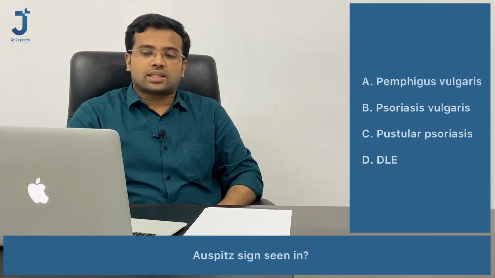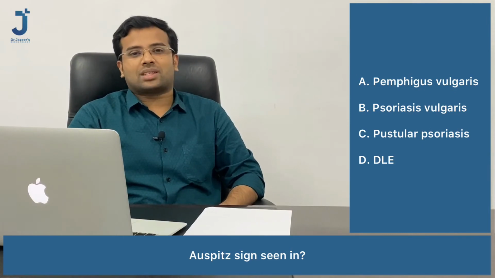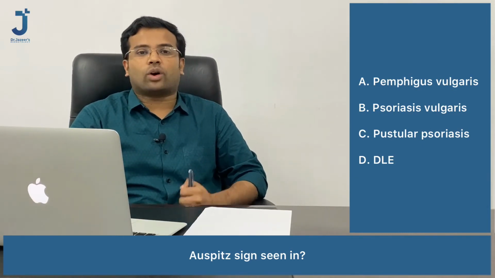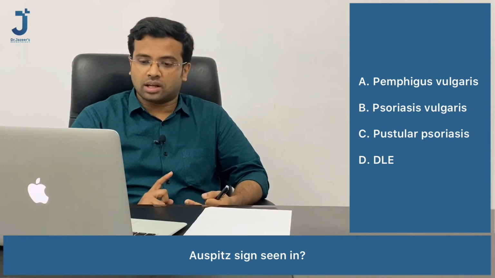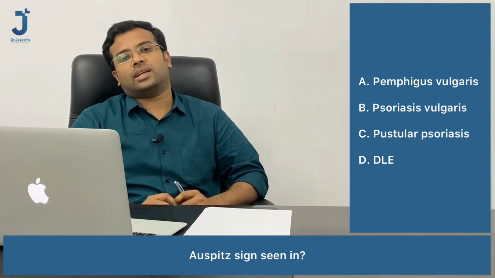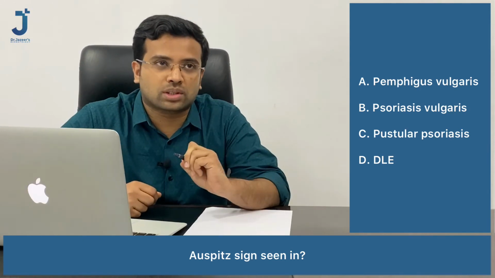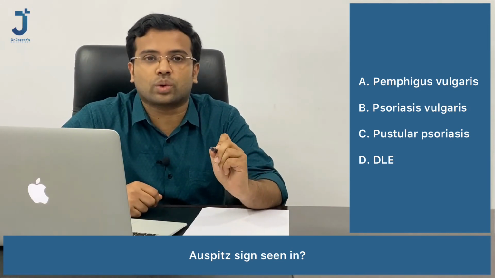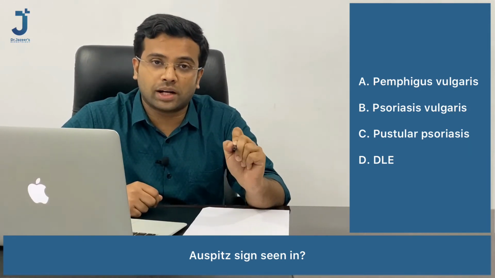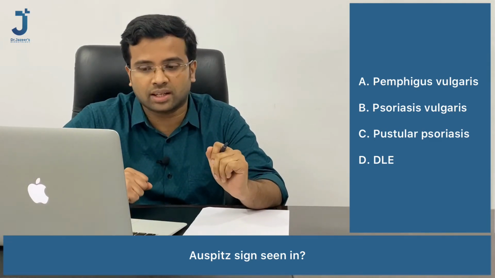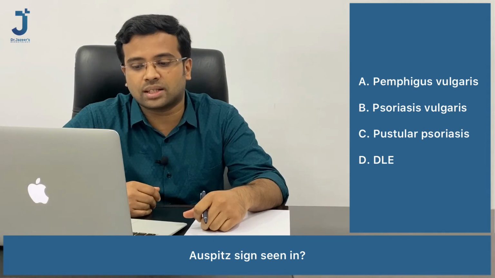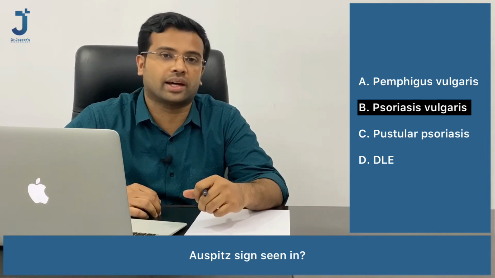The next question is Auspitz sign is seen in. This is a direct question. Where do you find Auspitz sign? Options are pemphigus vulgaris, psoriasis vulgaris, pustular psoriasis, and DLE. Auspitz sign: when you scrape over the lesions in a psoriasis patient, if you get multiple pinpoint bleeding spots, this is called Auspitz sign. So this is a direct question, seen in psoriasis vulgaris, that is option B.